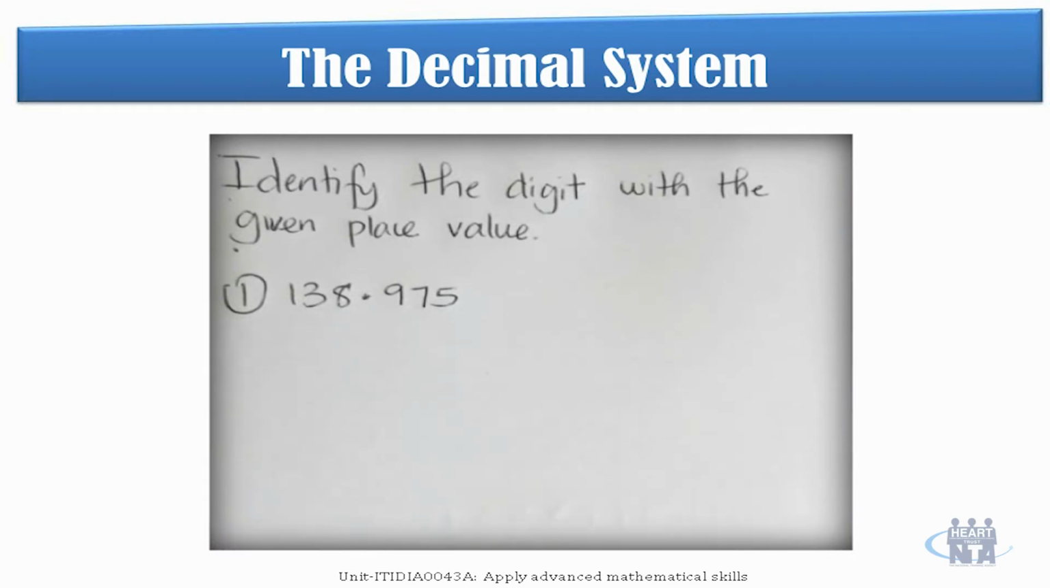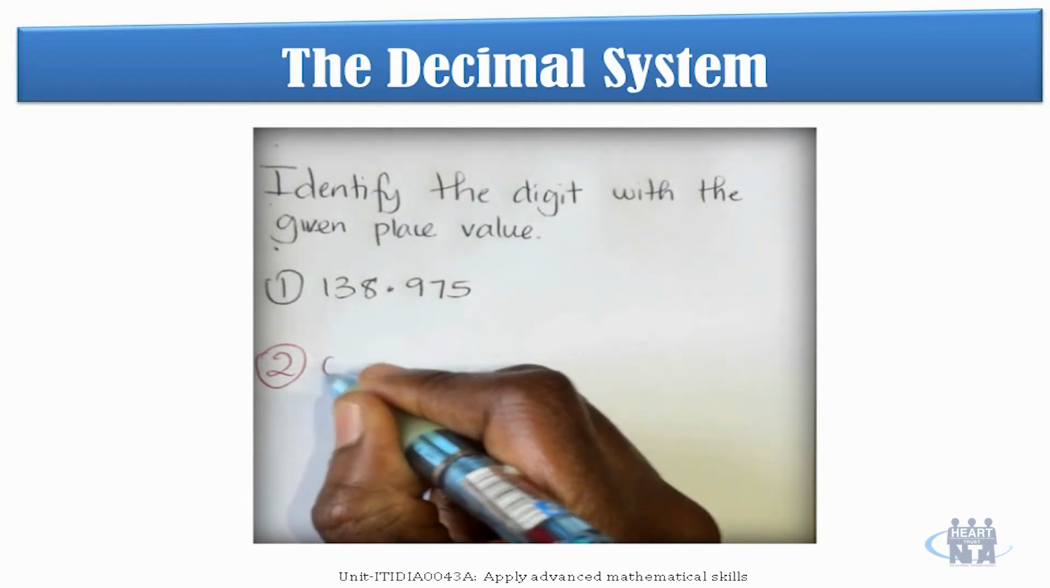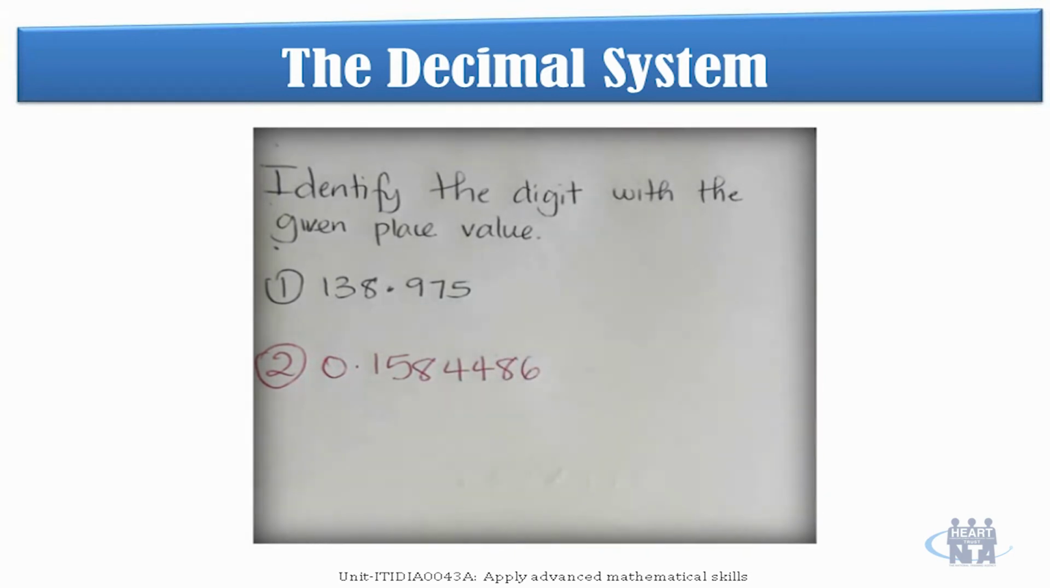Let's try another one. We are given the number 0.15844486, and you're asked to identify the digit that is in the tenths position. The first step is to identify where exactly the decimal point is. Now, the number in front of the decimal point would be our ones or our units, the number directly after the decimal point would be in the tenths position, and we are asked to find the digit that is in the tenths position. So clearly our answer would have been 1.